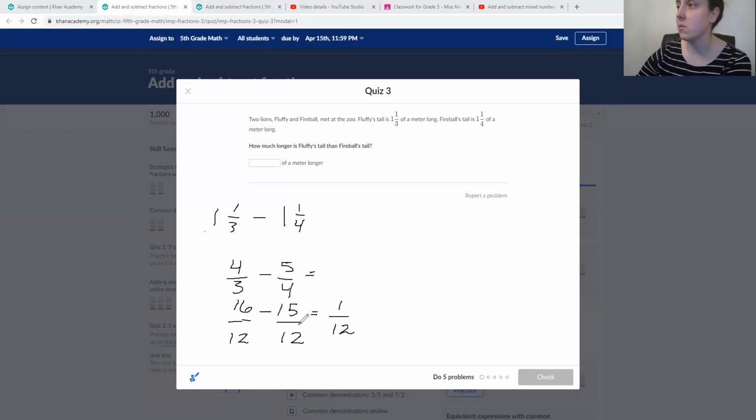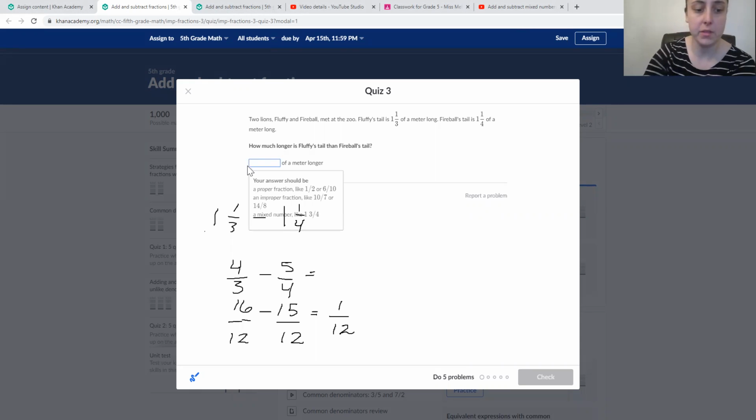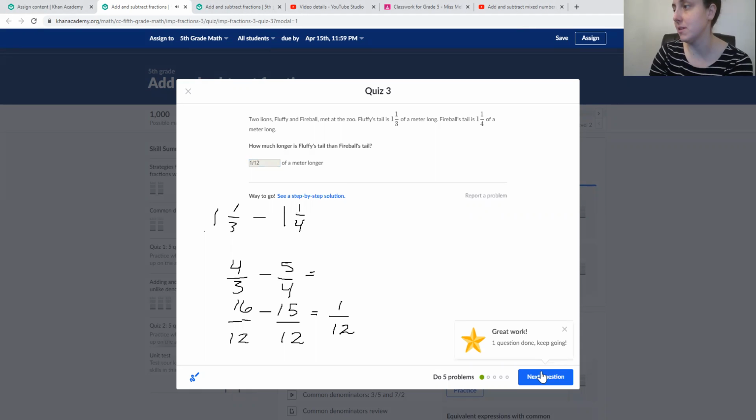So then we have to read the question again, to make sure we actually answered what they wanted us to answer. How much longer is Fluffy's tail than Fireball's tail? So I'm going to go back to just a normal mouse here. They show you there how they'd like you to write it. When we calculated it, we got 1/12. So you enter 1/12. Check your answer. And we are correct.